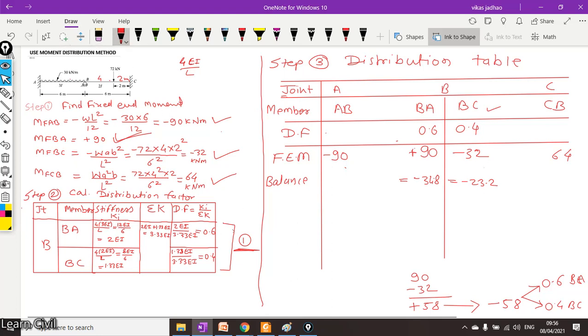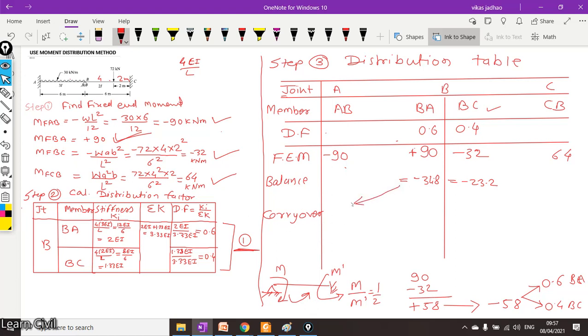Now the next step will be carryover. We have seen, if we apply some moment m at a hinged end, then some of this moment is transferred to the other end. This moment will be m dash, and the ratio of m dash to m will be 1 by 2, or 0.5, when the far end is fixed.